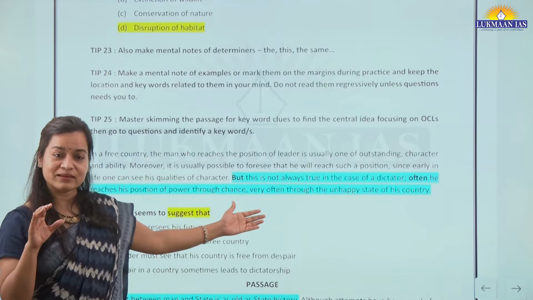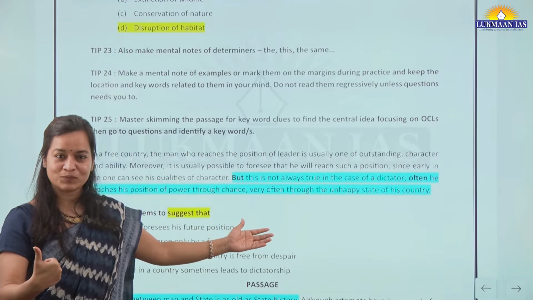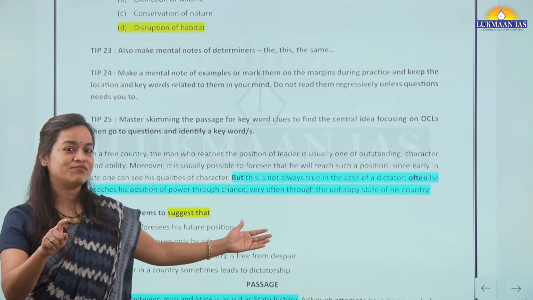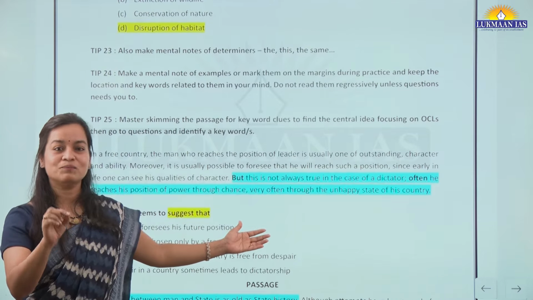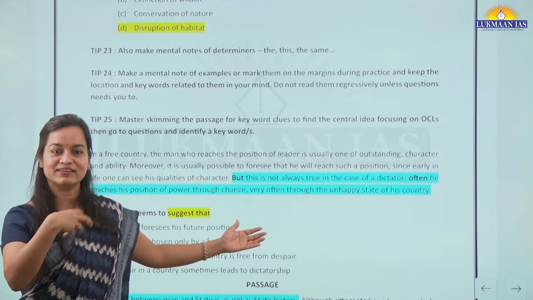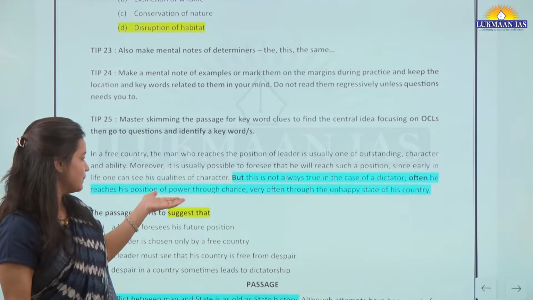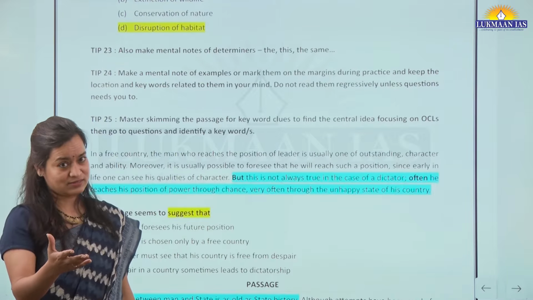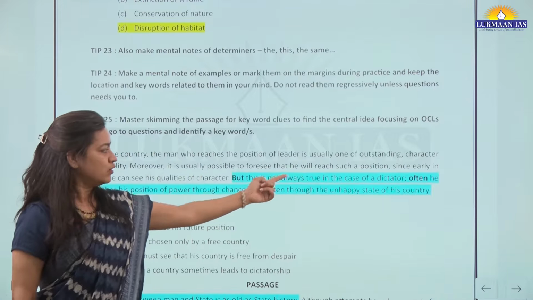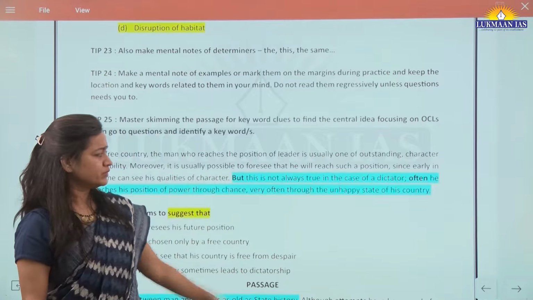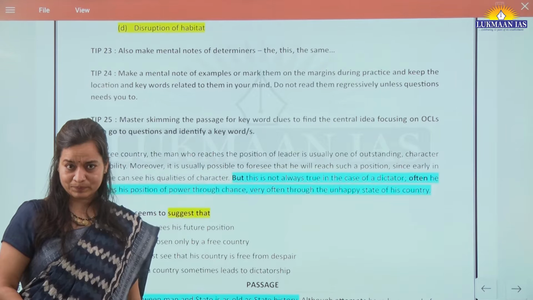And when somebody pauses in their speech, that's an indicator of what's going to be the main point from that speaker. Like I paused here. Often he reaches his position of power through chance. Very often, very often through the unhappy state of his country.